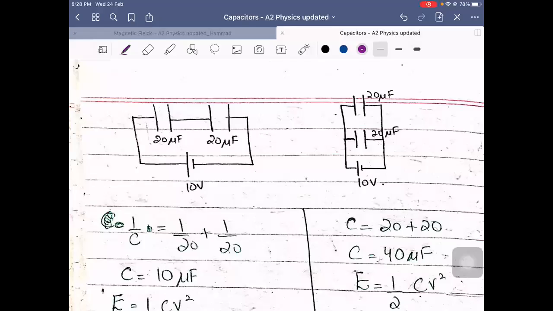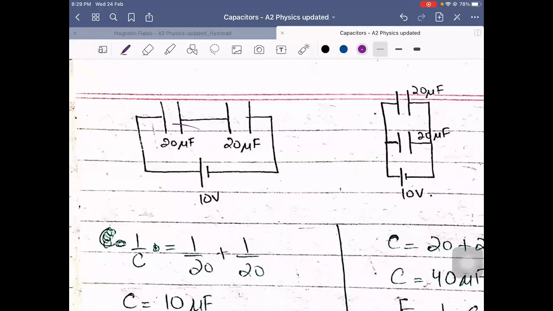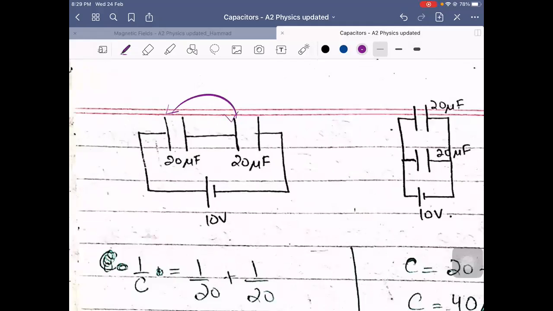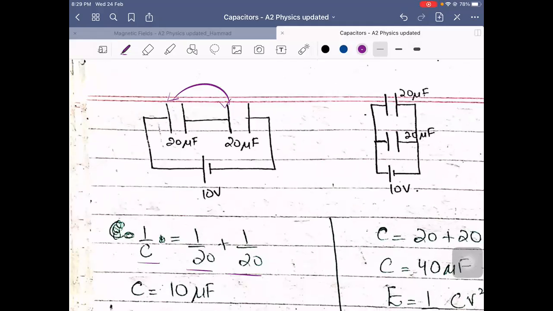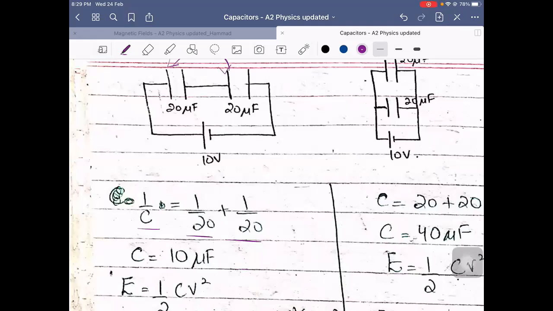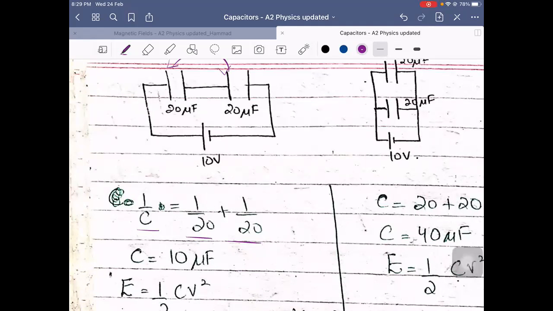Let's say I have two capacitors in series and two capacitors in parallel, right? These are connected to a battery of 10 volts. So the total combined capacitance would be 1 upon C equals 1 upon 20 plus 1 upon 20, which becomes 1 upon 10 for 1 upon C. So you reciprocate it and you get combined capacitance as 10 microfarads.